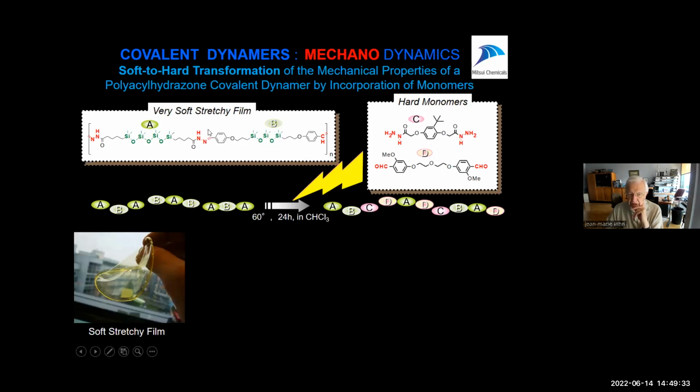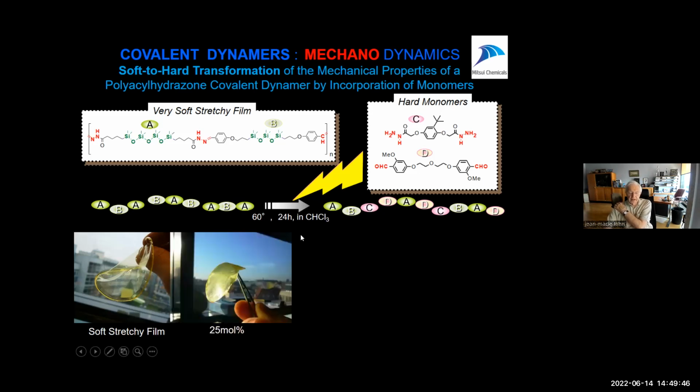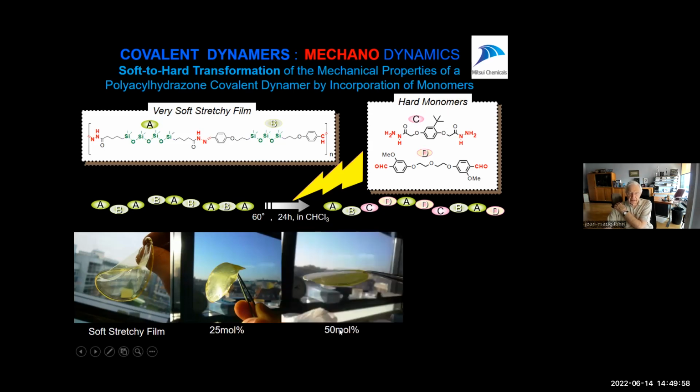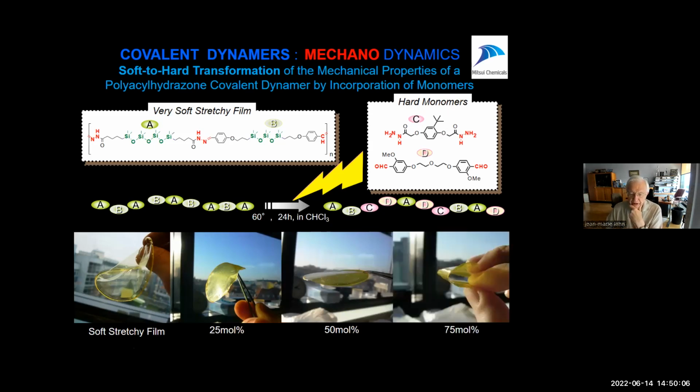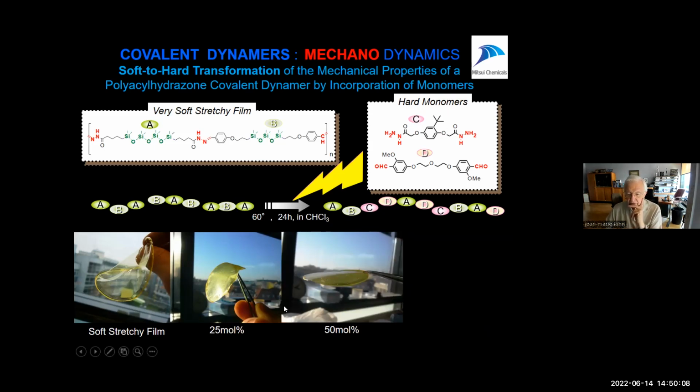These ethyl hydrazone bonds can break, and incorporate the hard monomers. What happens then? What happens if you incorporate 25% of the harder monomers? Then your film is looking better already. If you incorporate 50%, you see that now the film is stiff enough not to bend anymore under its own weight.